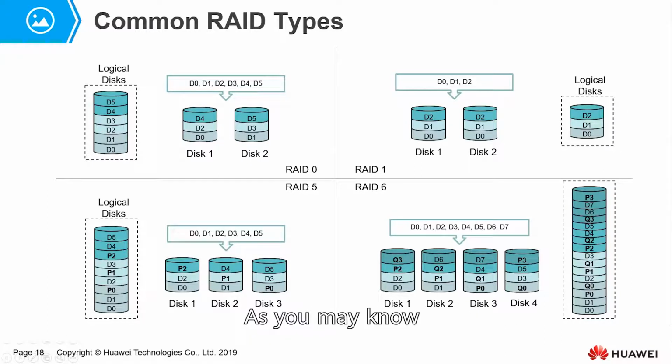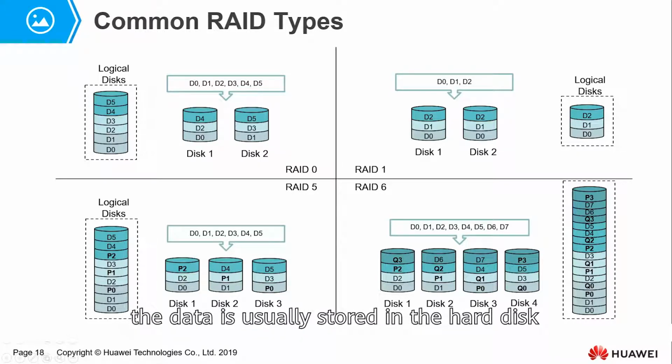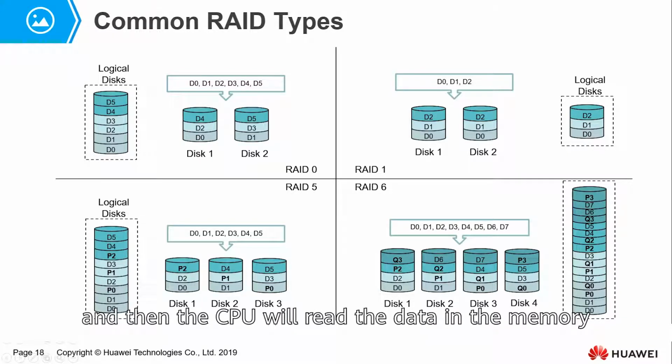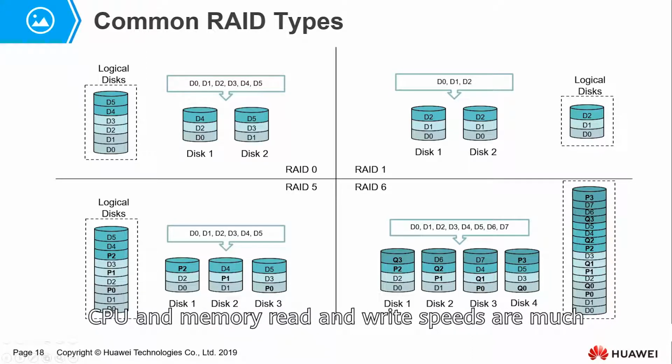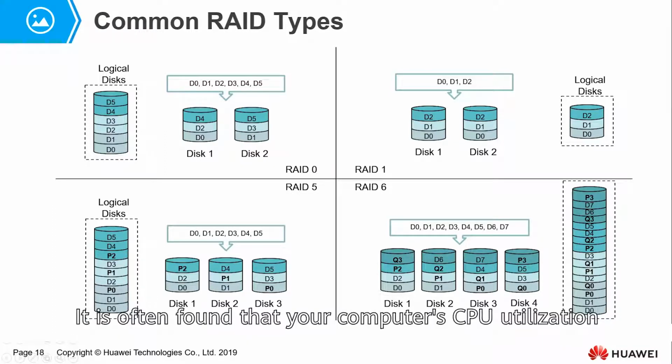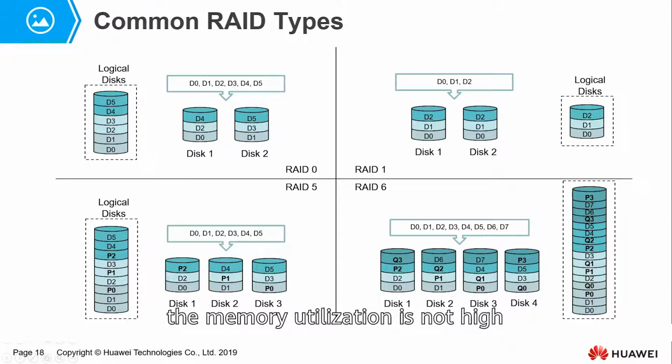As you may know, the data is usually stored in the hard disks during the running of our computer. When this data is used, it will be read into the memory, and then the CPU will read the data in the memory. CPU and memory read and write speeds are much higher than disk. It's often found that your computer's CPU utilization is not high, the memory utilization is not high, but the computer is slow. In most cases, your bottleneck is on the hard drive.